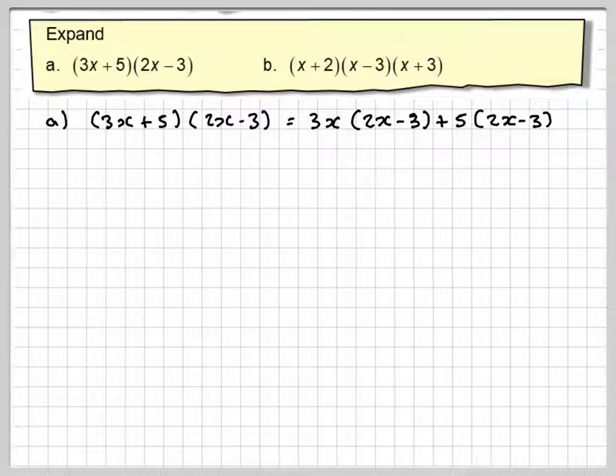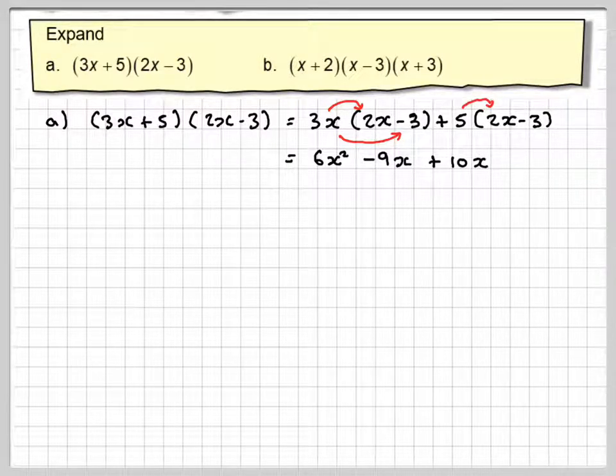So 3x times 2x will give me 6x squared. So it's 3 times 2, which is 6, x times x, which is x squared. And then 3x times minus 3 will give me minus 9x, plus 5 times 2x will give me 10x, and then 5 times minus 3 gives me minus 15.